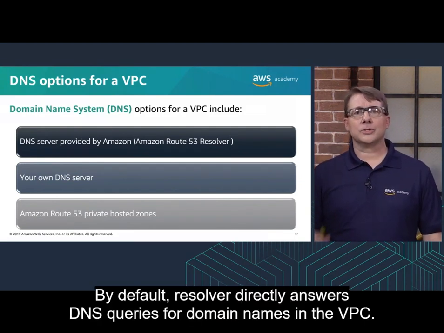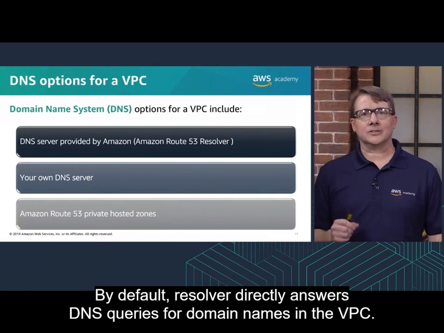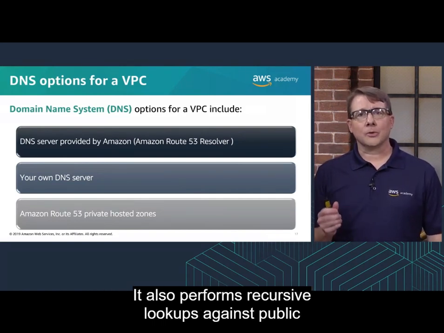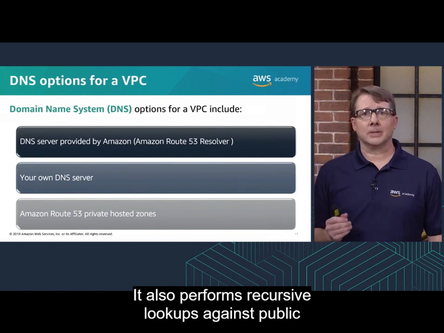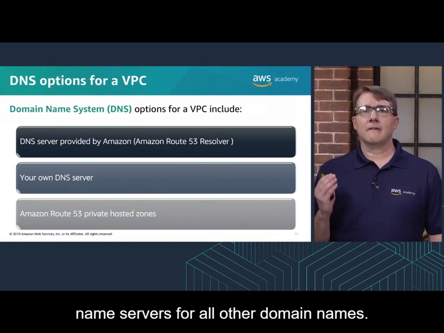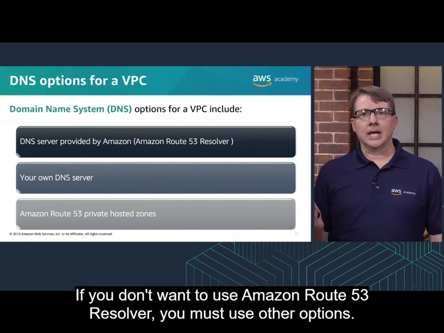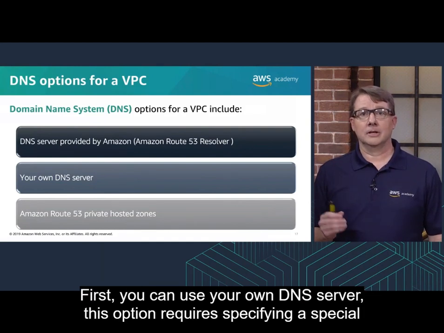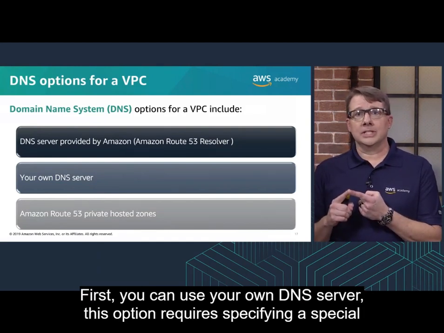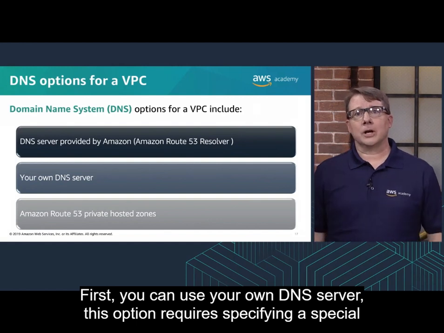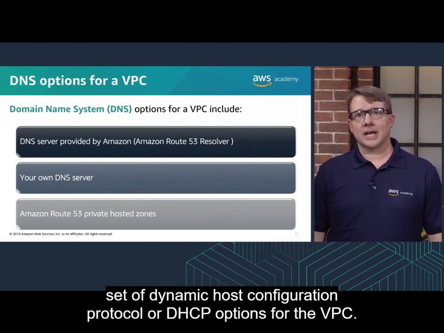By default, Resolver directly answers DNS queries for domain names in the VPC. It also performs recursive lookups against public name servers for all other domain names. If you don't want to use Amazon Route 53 Resolver, you must use other options. First, you can use your own DNS server. This option requires specifying a special set of Dynamic Host Configuration Protocol, or DHCP, options for the VPC.